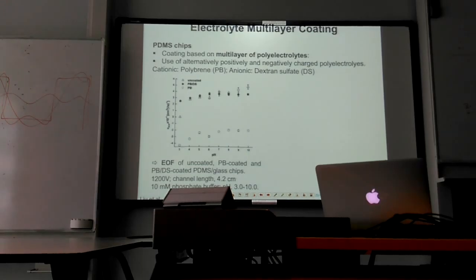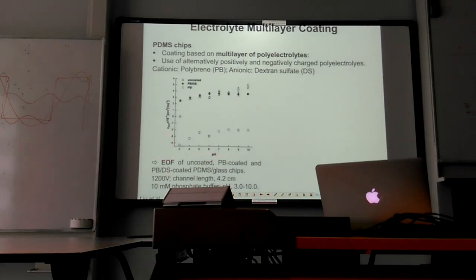The coating which is used here is different layers of polyelectrolytes. Polyelectrolytes are just like a large molecule with a charge. What they do is they alternate positively and negatively charged molecules. So PB is the cationic one, and DS is the anionic one. What they look at here is the effect of the pH on the electroosmotic flow. If they start with a surface which is not coated, then they see that they have an effect of the pH on the electroosmotic flow.